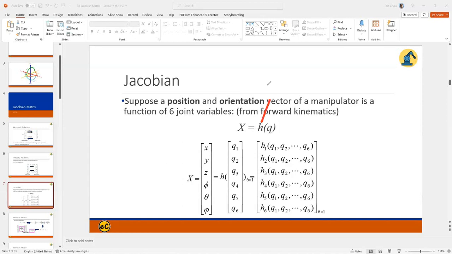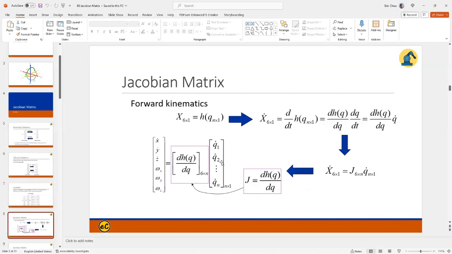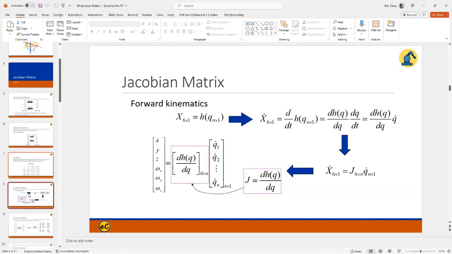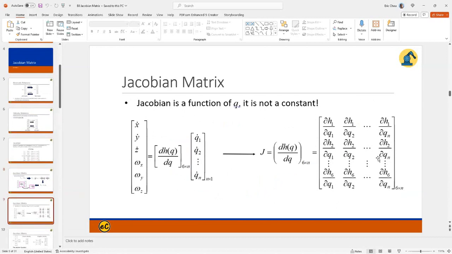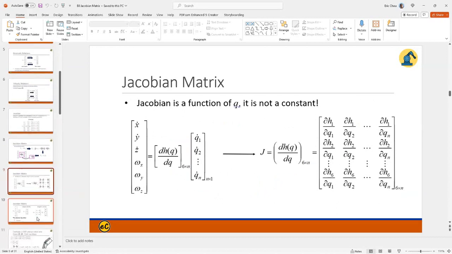This H is your forward kinematic matrix. Then you take the derivative, and you get your Jacobian matrix. Basically, take the derivative of it, and each entry is dH/dQ. That is your Jacobian matrix, which becomes an m by n matrix. It is a partial derivative equation, and that is the Jacobian matrix.